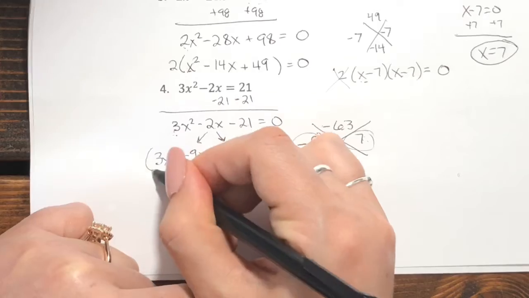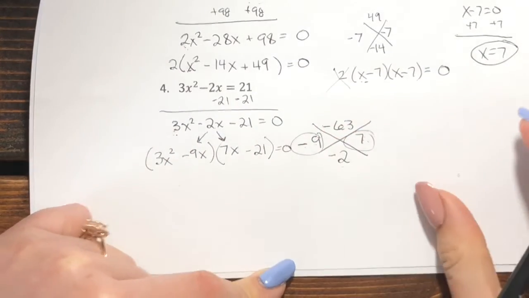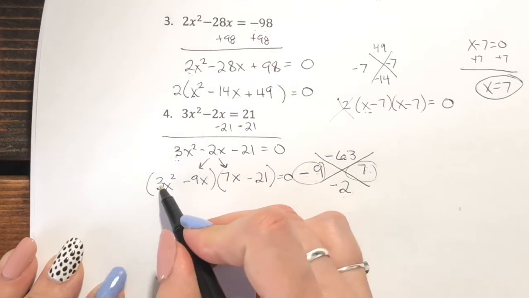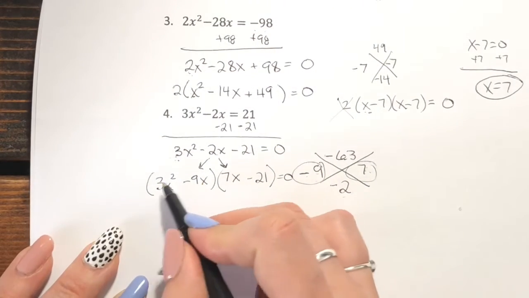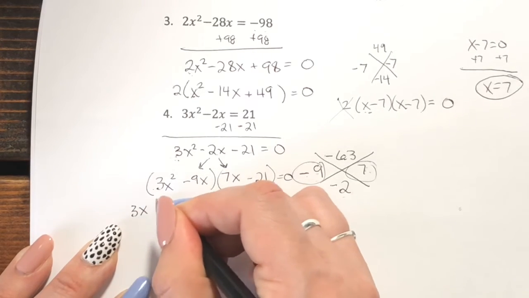And then now we can do our 2 groups and take out our common factor. So for 3x squared minus 9x, 3 goes into both numbers, and we can also take an x out, so a 3x.